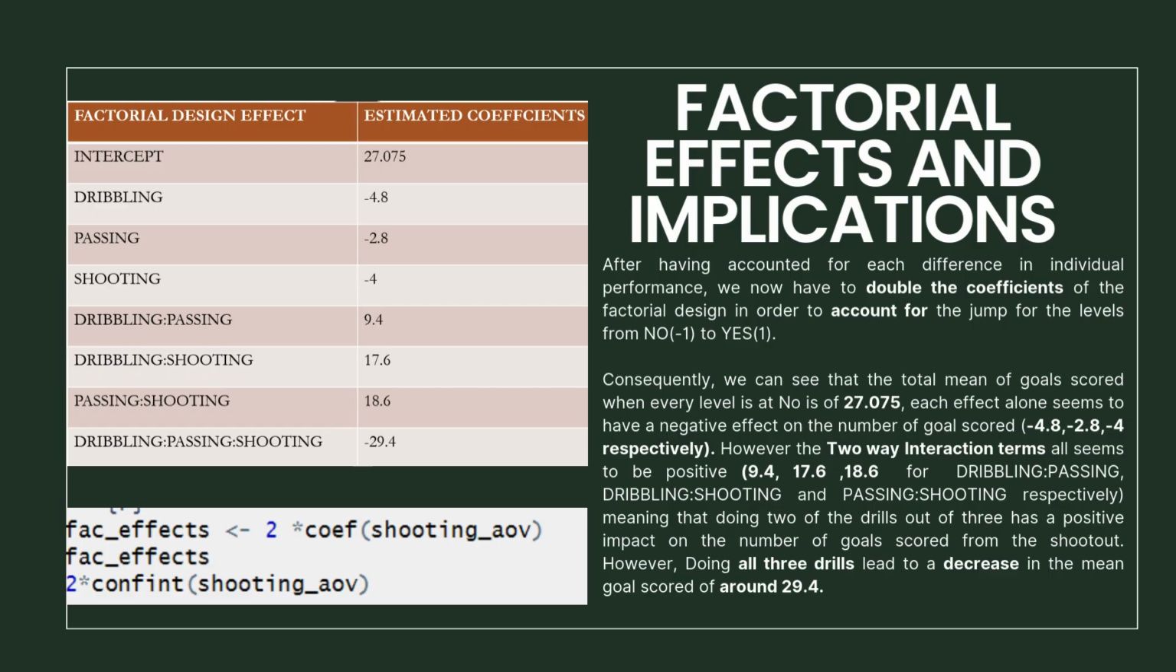After creating the ANOVA, we decided to estimate the factorial effect by doubling the coefficient in order to account for the movement from the factors characterized by -1 to the one linked to the number 1. We therefore discovered that the mean value of goals scored when no drill is undertaken would be around 27. The main effects and the three-way interaction had a negative effect on the number of goals scored, while the two-way interactions all had positive effects.